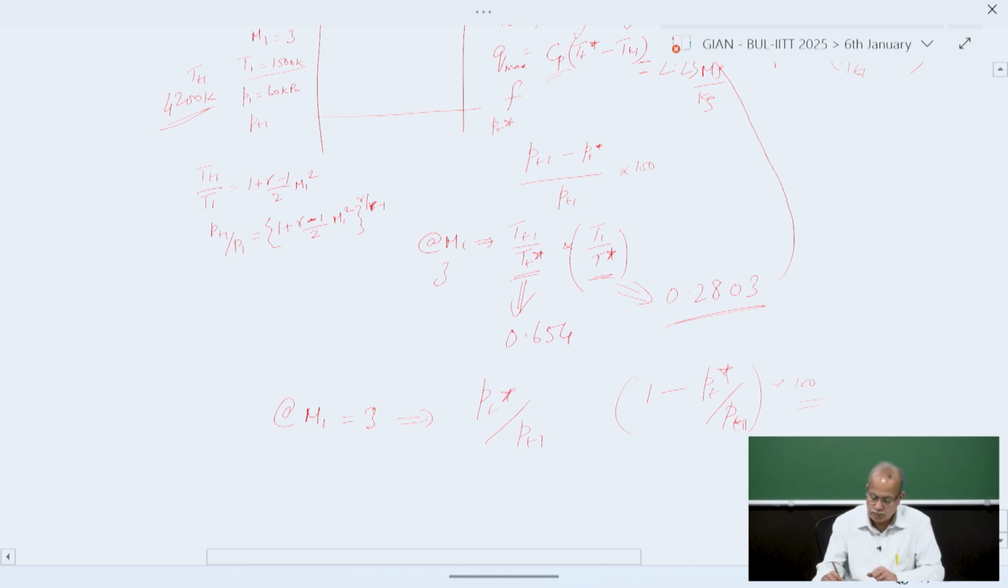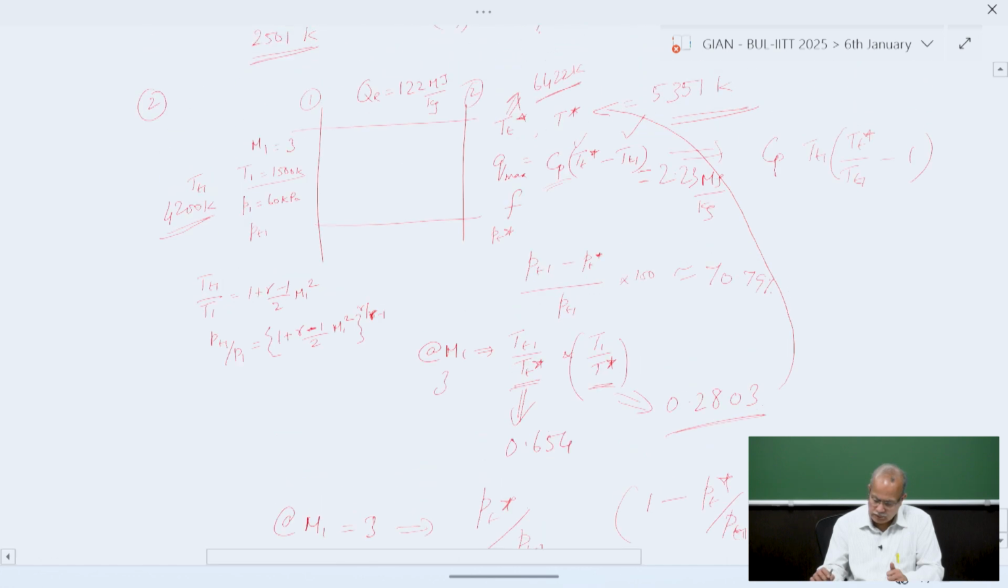What is the value you're getting? Somebody said 20. That is what you get useful. What is the loss of it? 1 minus of that one. 70.798. All of you are able to understand? Yeah. So what is left out?